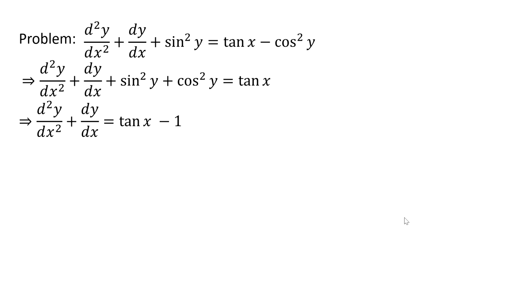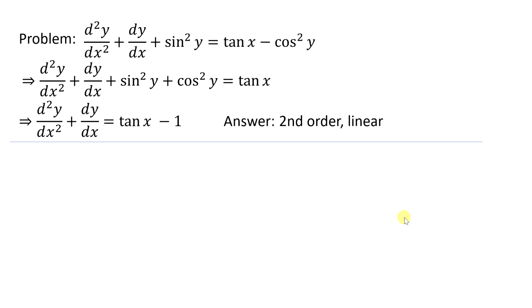Now look at this. Everything is fine and dandy. The right hand side is purely a function of x. d square y dx square, everything is cool. dy dx, everything is cool. So this is in fact linear, though it looked very non-linear to begin with. It's highly linear. Cool. Now what?